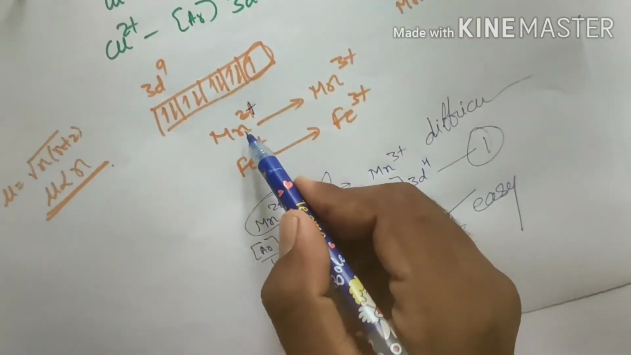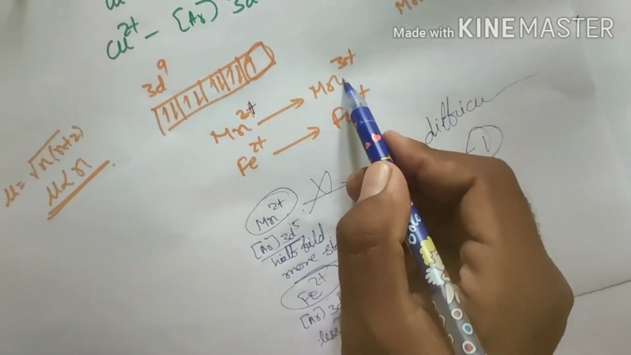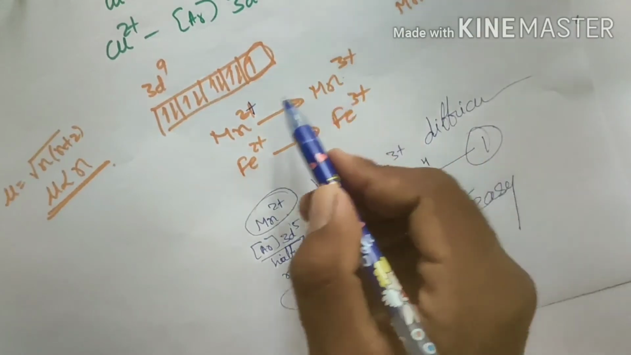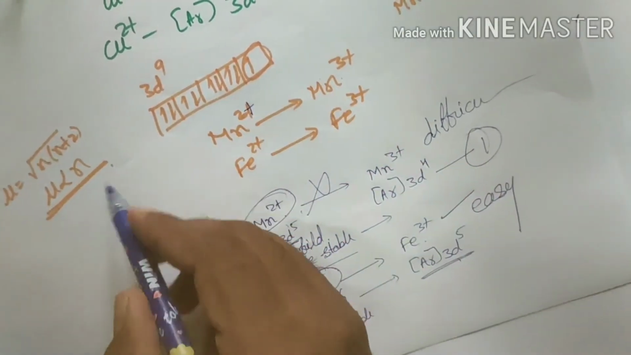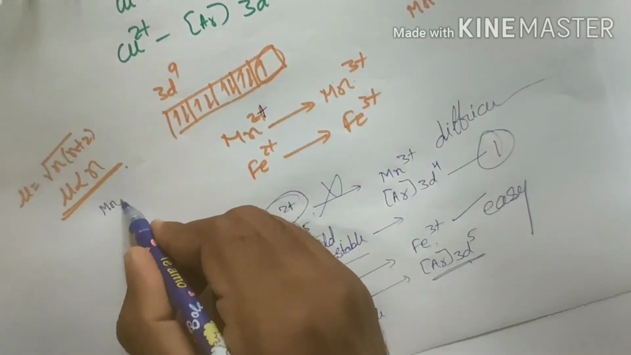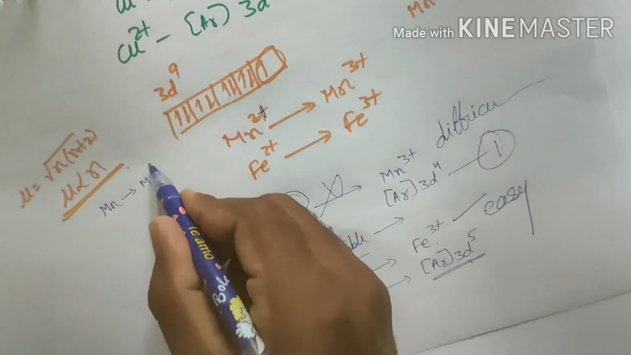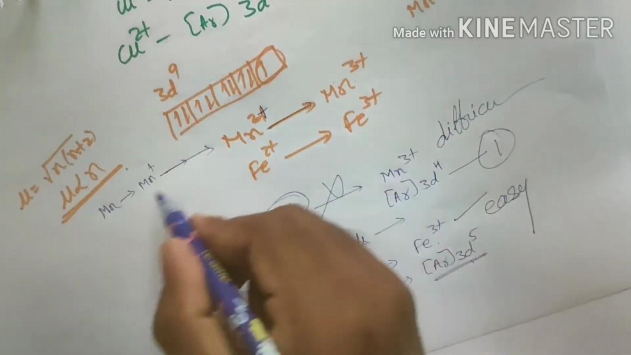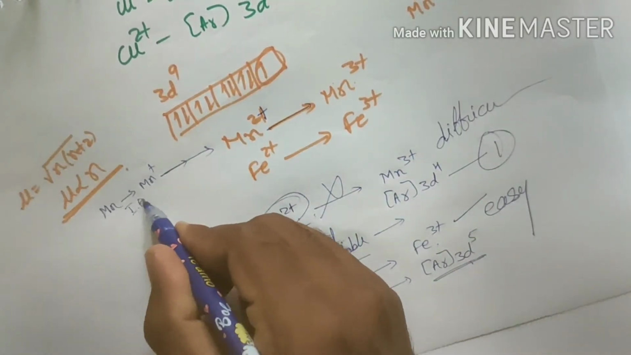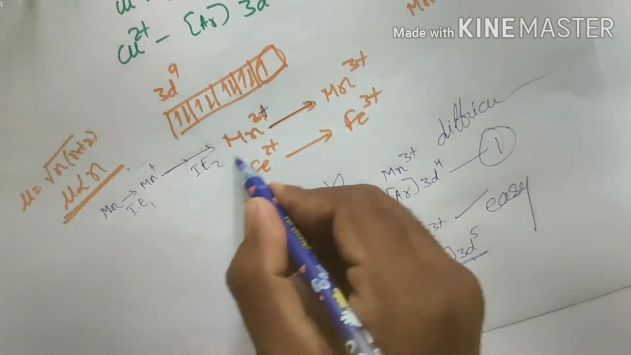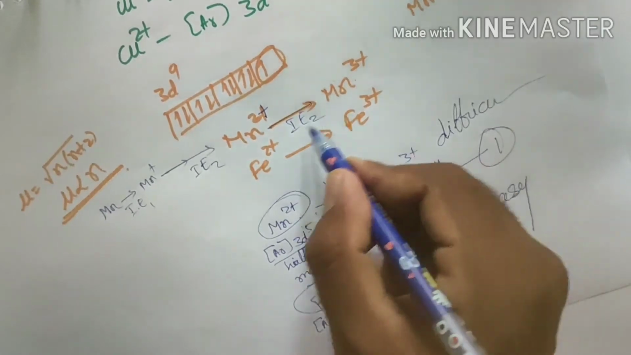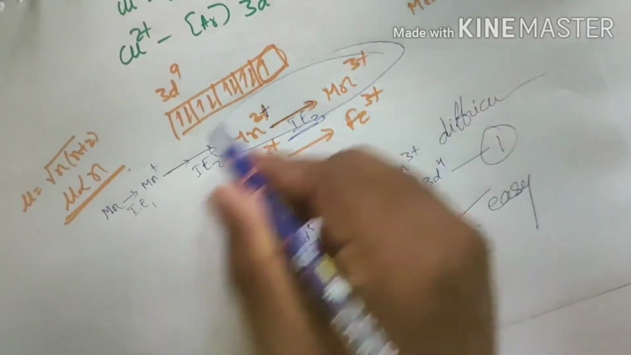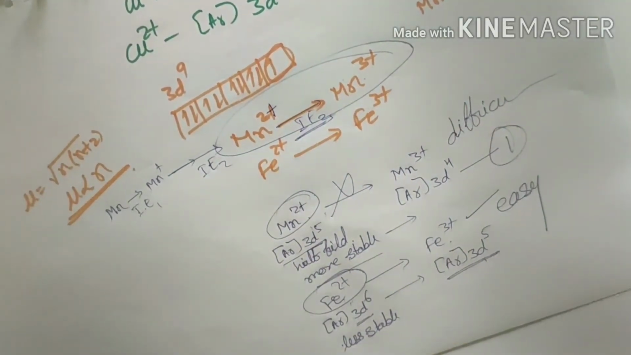This is what third ionization energy, removal of third electron, right? Mn to Mn+ is the first, Mn+ to Mn2+ is the second, and Mn2+ to Mn3+ is the third. First ionization energy, second ionization energy, this is third ionization energy. Therefore third ionization energy of Mn2+ to Mn3+ is very high.